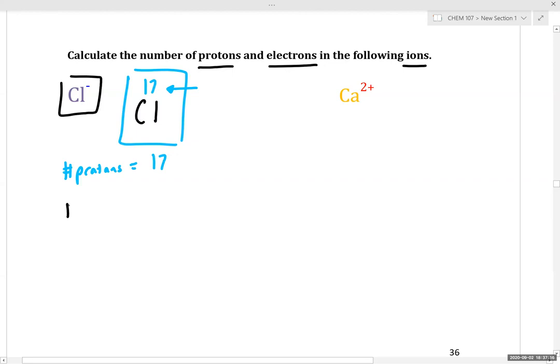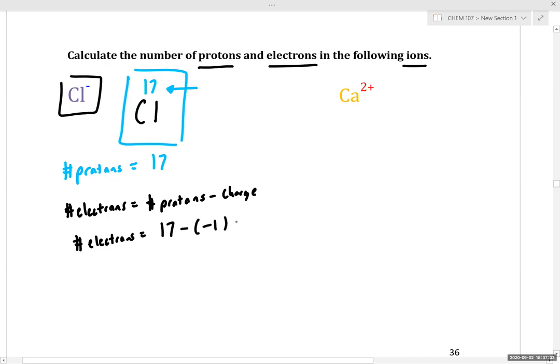So then we know that the number of electrons is equal to the number of protons minus the charge. So the number of electrons is equal to 17 minus -1. That gives us 18 electrons. Does this first example make sense?